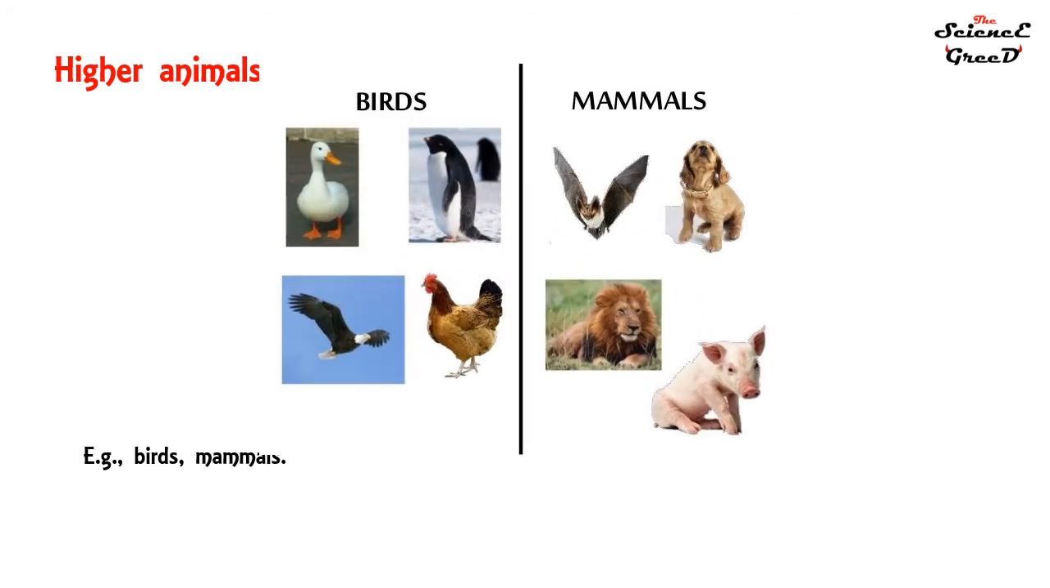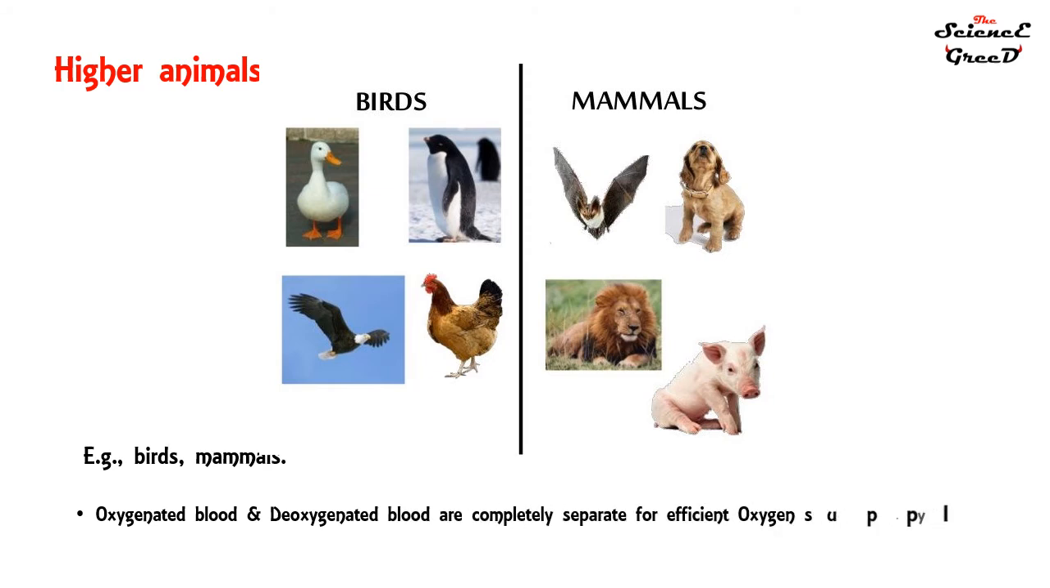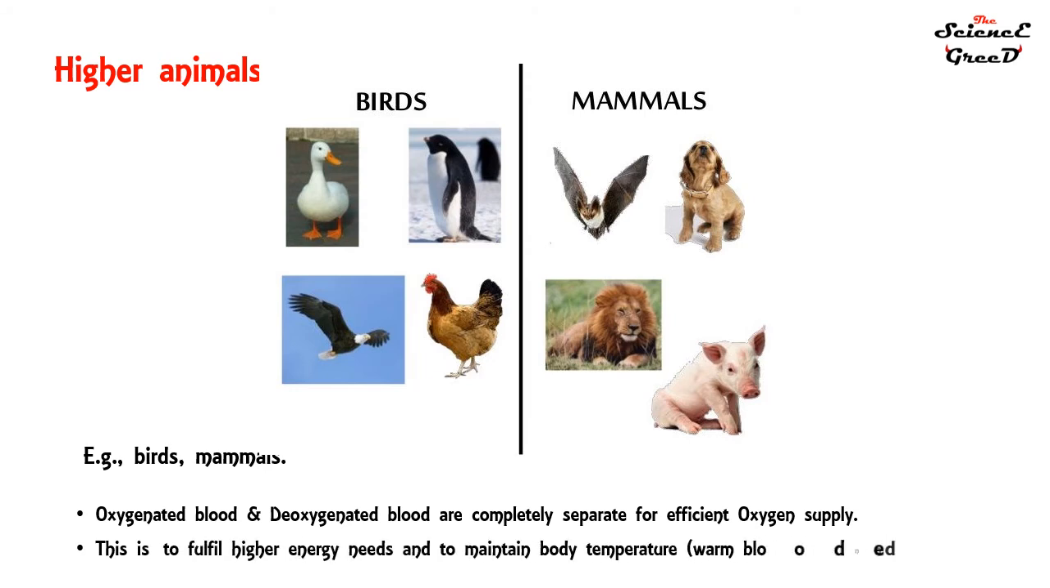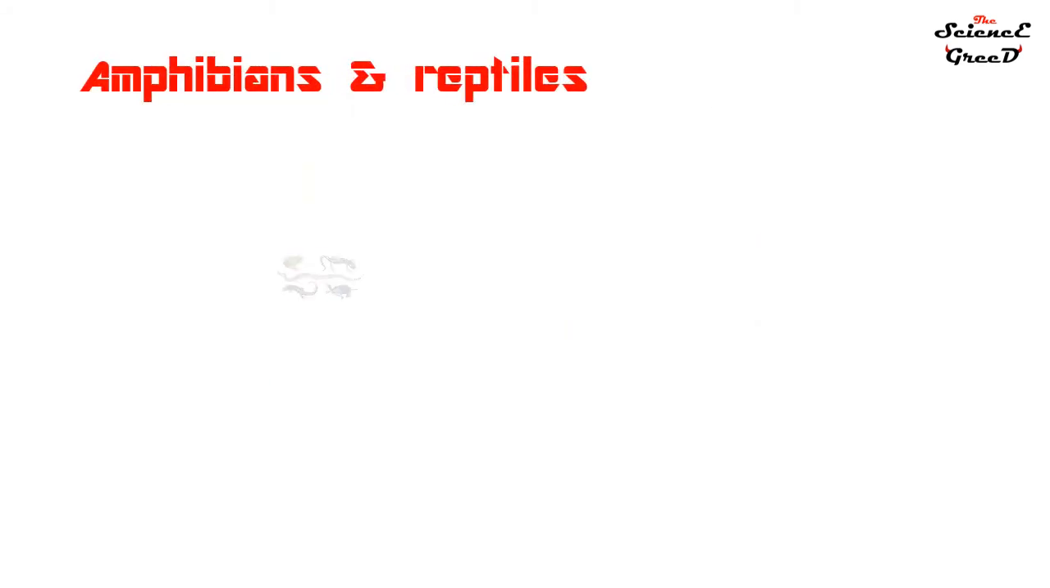Higher animals, for example birds and mammals, have oxygenated blood and deoxygenated blood completely separate for efficient oxygen supply. This is to fulfill higher energy needs and to maintain body temperature. These are warm-blooded animals.